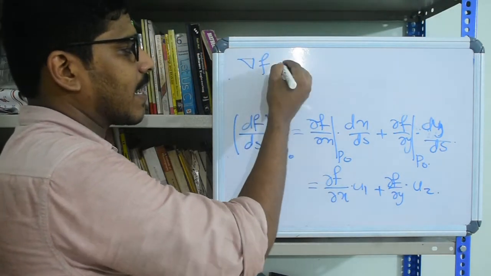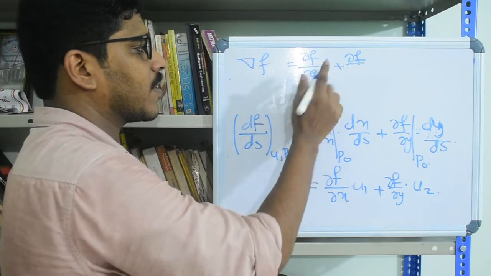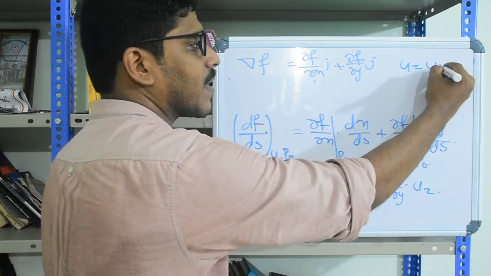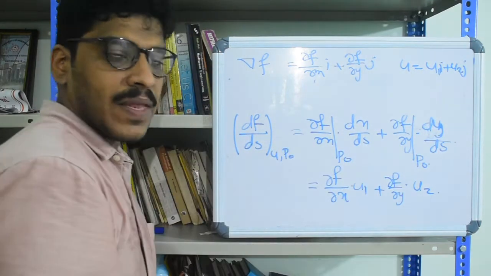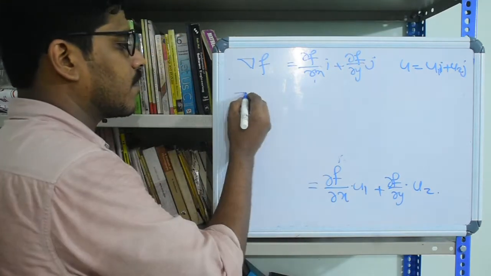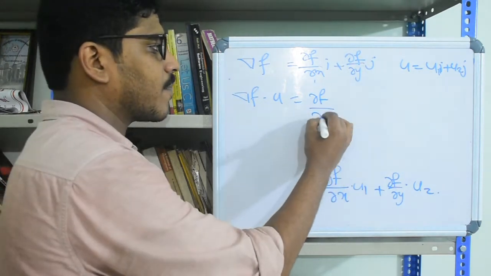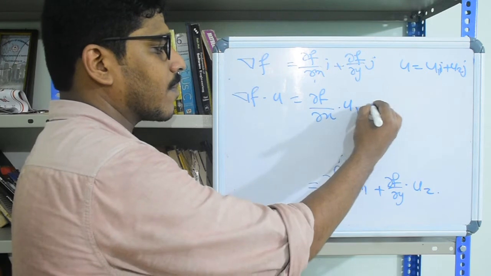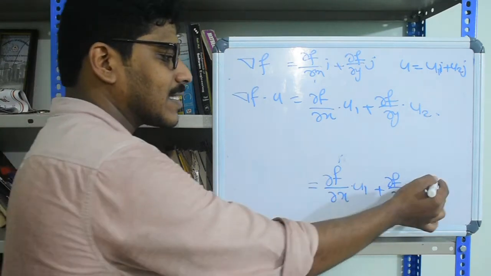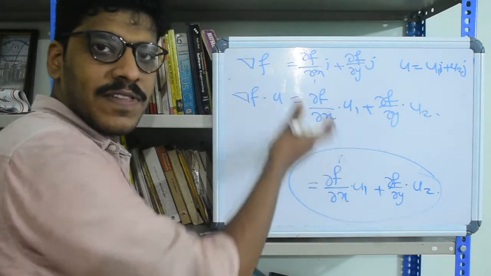What was grad f? Grad f was ∂f/∂x i plus ∂f/∂y j, and u was u1 i plus u2 j. Now find the dot product, which is grad f dot u, our normal sense of dot product: ∂f/∂x into u1 plus ∂f/∂y into u2, which is interestingly coinciding with our expression here. So both of these are equal.